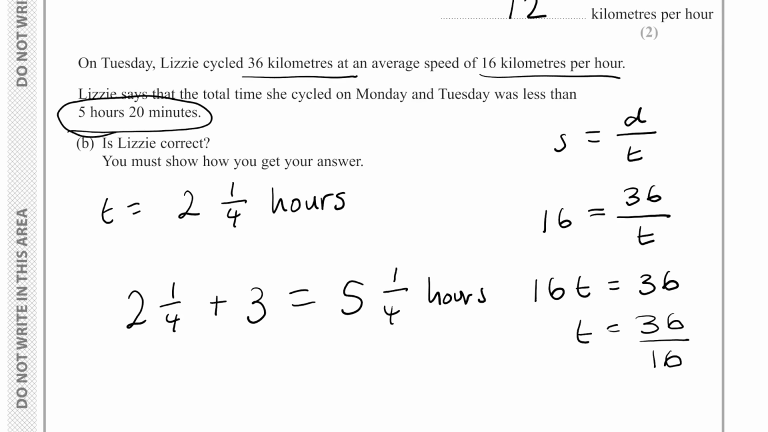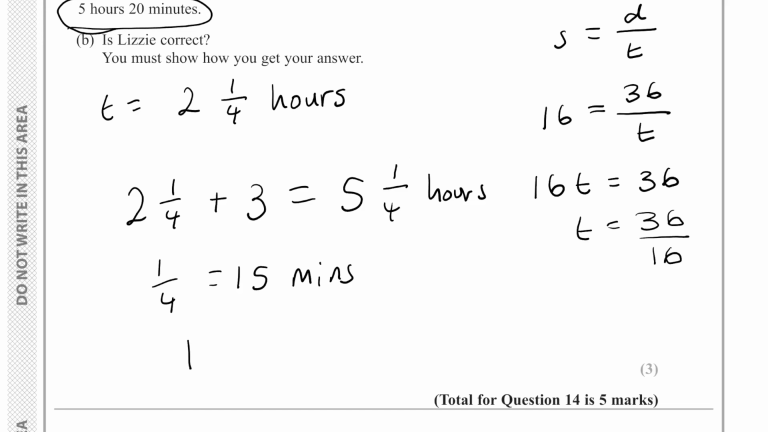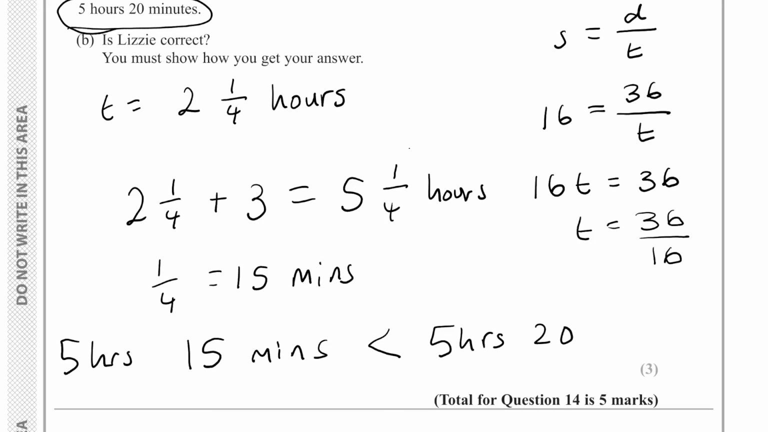Is it less than 5 hours, 20 minutes? So a quarter of an hour is 15 minutes. So yes, 5 hours and 15 minutes is less than 5 hours, 20 minutes. So yes.